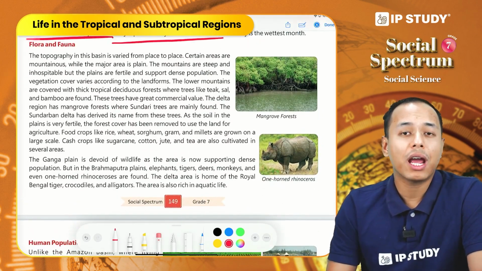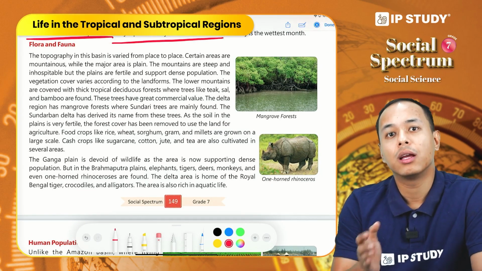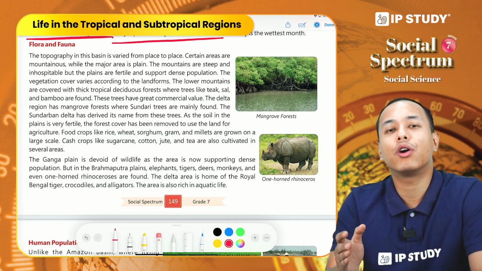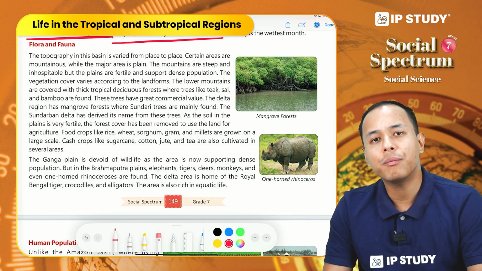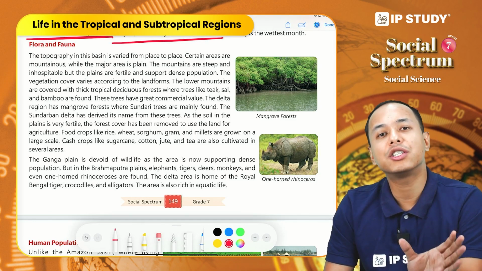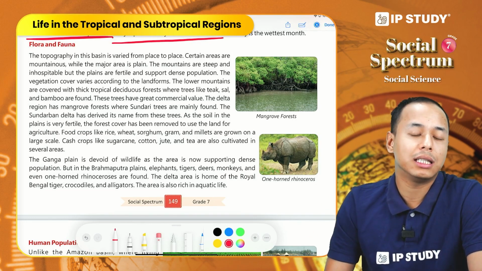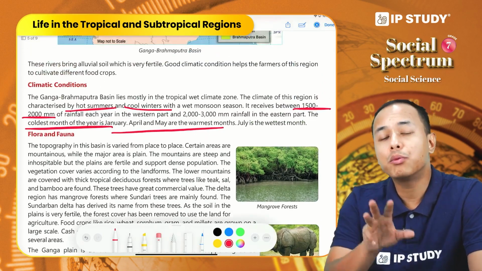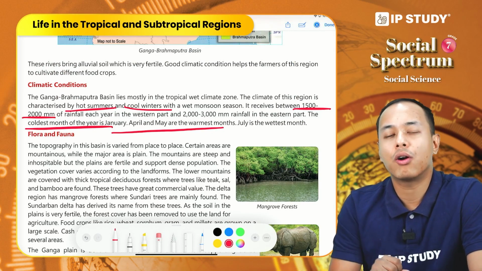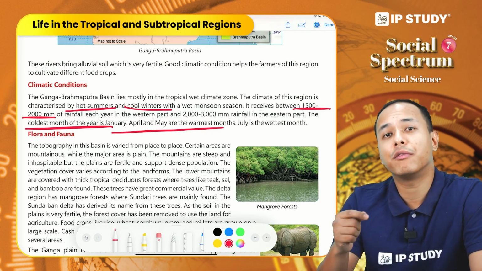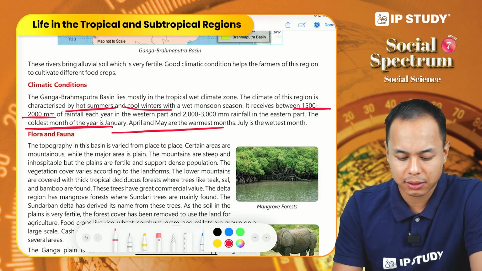When we talk about the flora and fauna, the Ganga-Brahmaputra Basin is also rich, but there is a slight twist. The Ganga Basin is mostly devoid of wildlife because of the huge settlement of people there. As we know, the Ganga Basin is rich in alluvial soil and it facilitates agriculture, so dense human settlement is there. On the other hand, in the Brahmaputra Basin, we find rich wildlife such as the one-horned rhino, the Bengal tiger, various species of deer, and also reptiles like crocodiles and alligators.